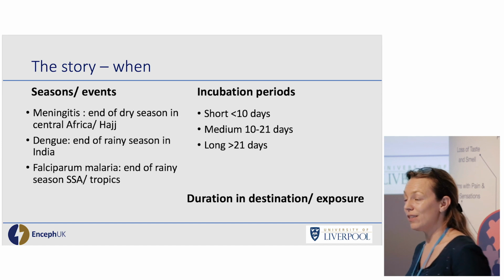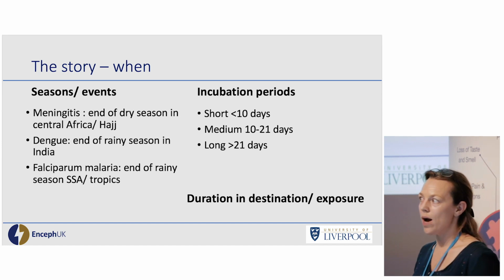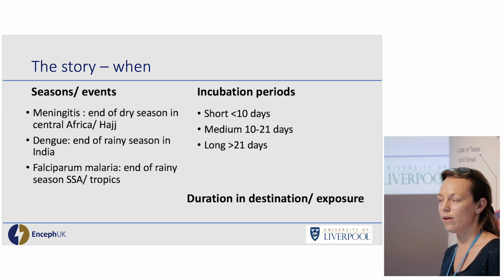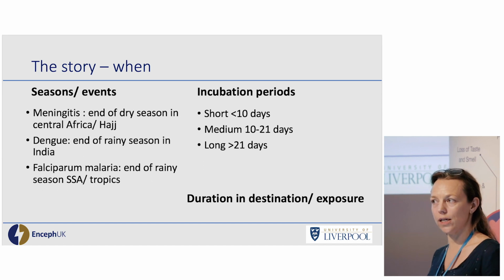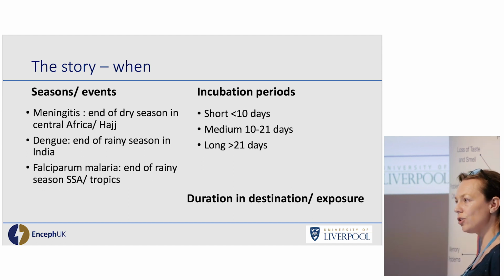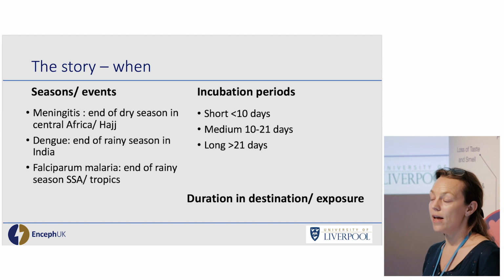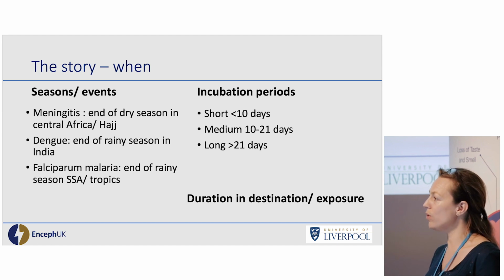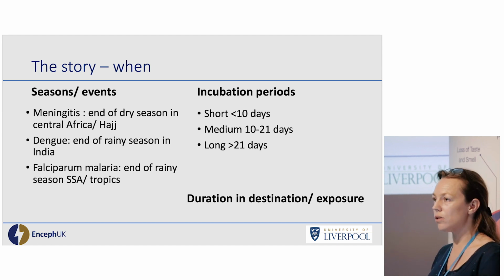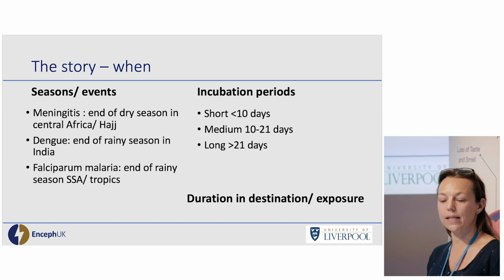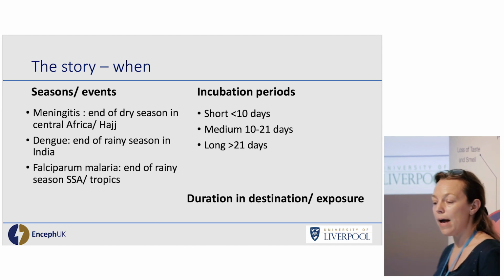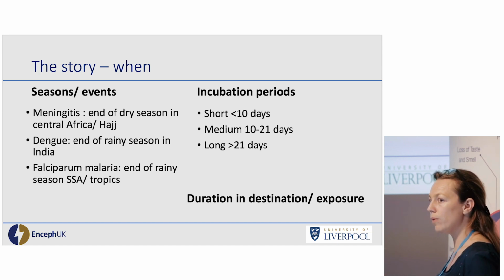The next bit that's really important to us in the history is when you've gone travelling and whether or not it's at the height of meningitis season, going to the Hajj, for example. Is it at the end of a rainy season when all the mosquitoes have just been multiplying, there's lots of larvae everywhere, and then you're more likely to have dengue multiplying, things like that, and malaria as well. And then the incubation period.